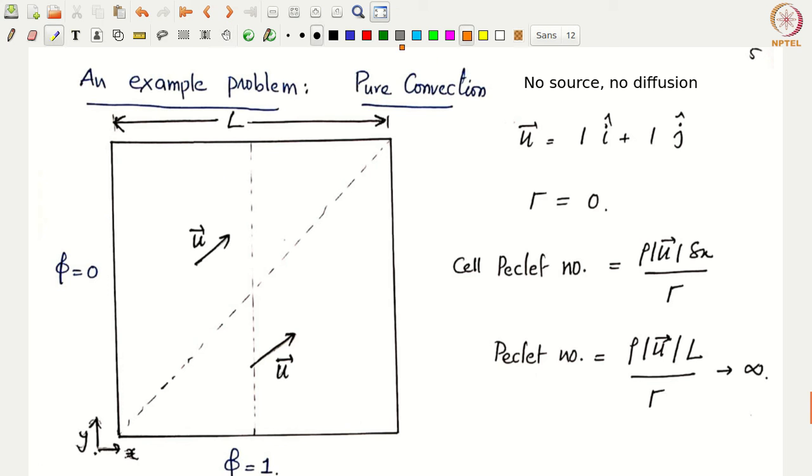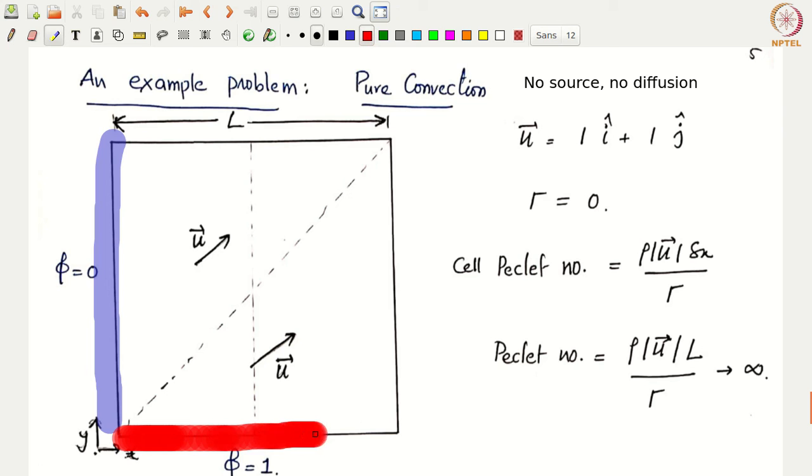Okay, so it is given a value of phi equals 0, if I were to draw it in blue. So the value of phi on this vertical boundary is 0, and the value of phi on the horizontal boundary is given as 1. So we are interested in, if there is no diffusion, how does this 1 value and this 0 value get convected into the domain because of this flow field?